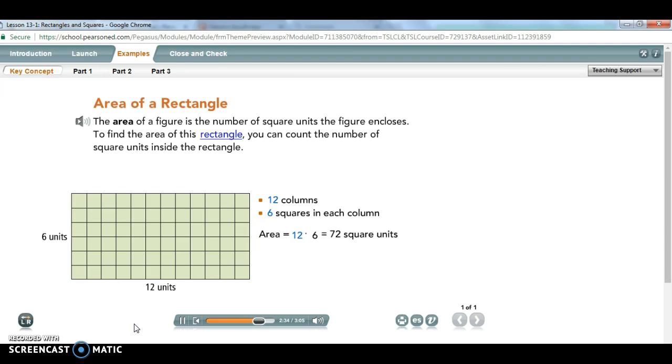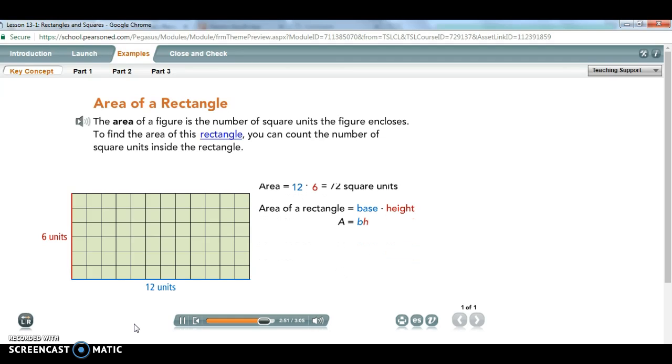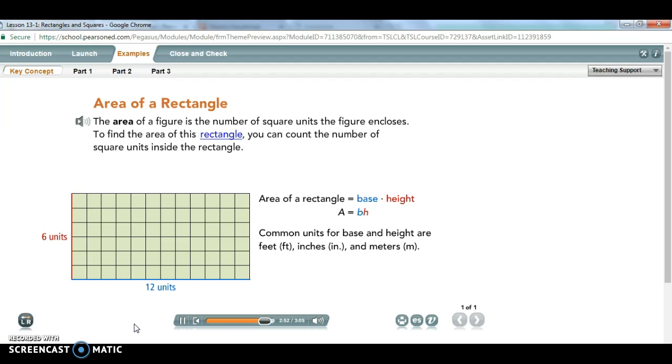Notice that you just multiplied the base of the rectangle by its height. Base times height is the formula for the area of a rectangle. You can also write the formula as A equals B times H. Common units for base and height are feet, inches, and meters. Common units for area are square feet, square inches, and square meters.